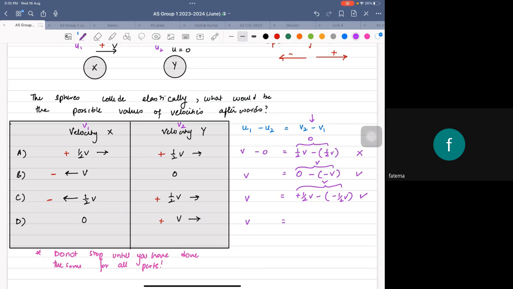Now let's check the last one. The last one is v, positive, minus 0. So v minus 0 is also v. It means this can also be the correct answer. Now we have 3 correct answers by checking, and only 1 wrong. So basically, we have to do something else now to figure out which is the correct answer amongst the last 3 that we found.